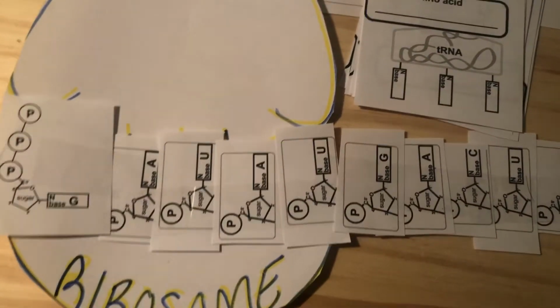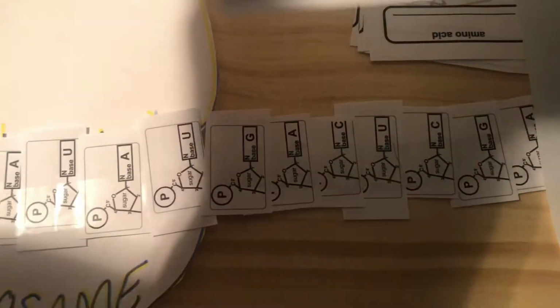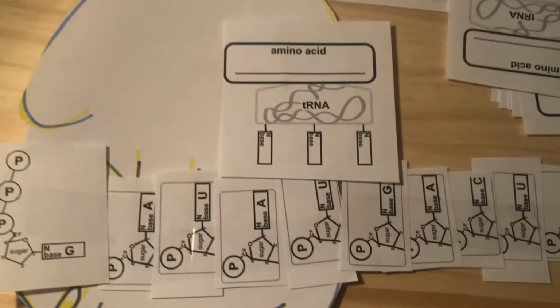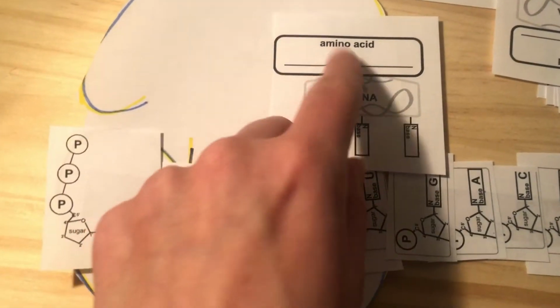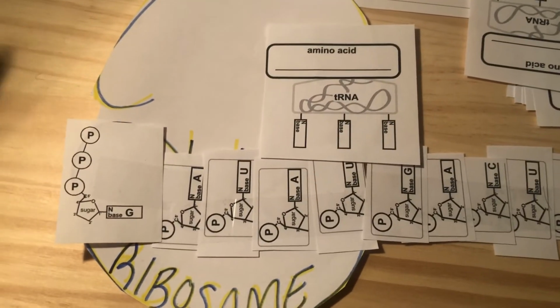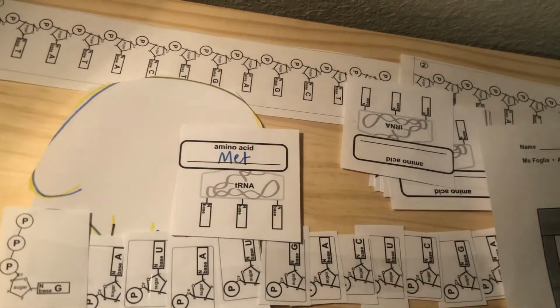So we need to look for the beginning of our gene on our mRNA strand. I see that it is right here, AUG. And I'm going to take my first amino acid and connect it to the AUG. I'm going to write MET on my amino acid. I'm going to do this left-handed. Now I'm going to switch hands. Like so. Okay, so this is the process of creating a protein.